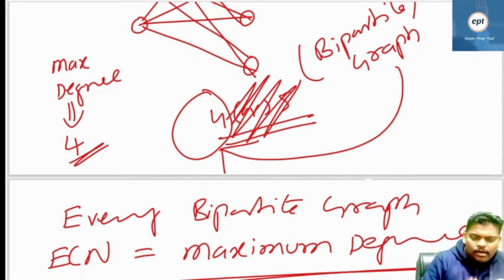The actual answer is 4 or 5. Maximum degree you only said 4. So the answer should be either 4 or 5, right? Because it is a bipartite graph, 4 only. Every bipartite graph, edge chromatic number is maximum degree.